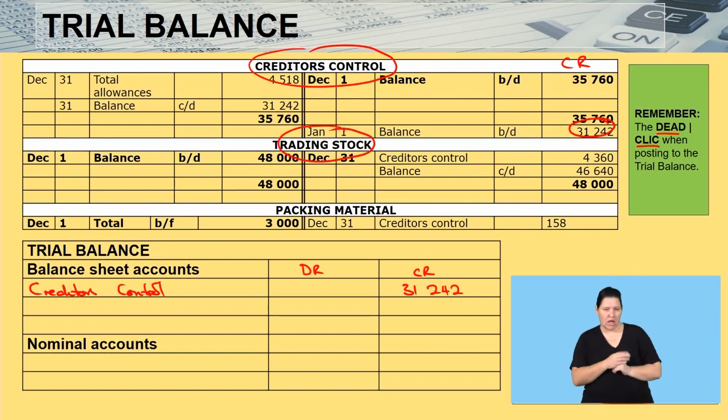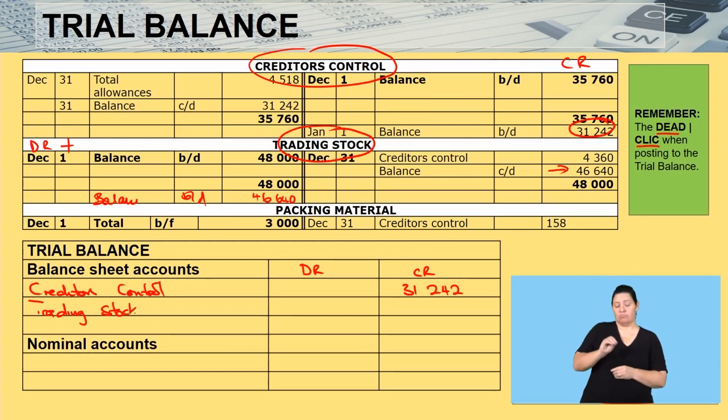We said it earlier on. Trading stock is an asset which increases on the debit side. So I'm going to take my debit balance, which will appear here as balance brought down. Remember, I'm taking this amount down, which is 46,640. So when I come here, I'm now having my trading stock, and the amount is going to come to the debit side, 46,640.